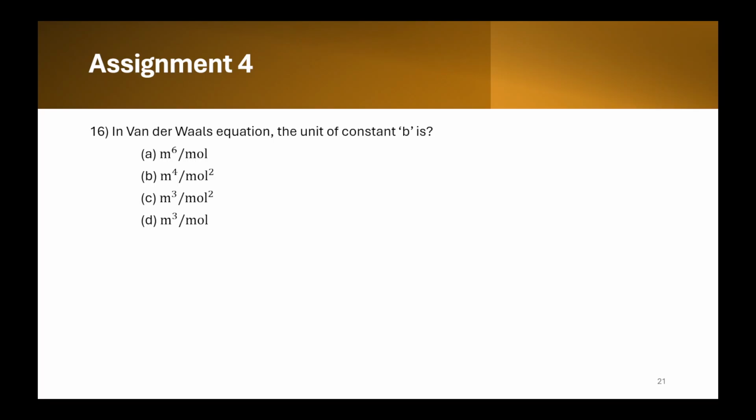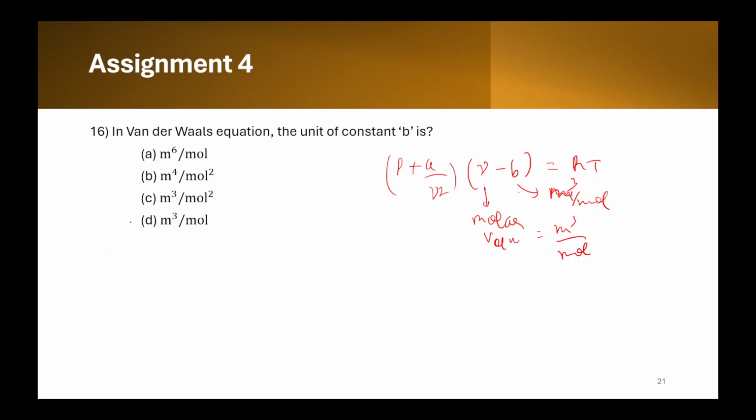Next question. In van der Waals equation, the unit of constant B is, so again we can do that. Again, the quantities of the same unit can be added. So this is molar volume, so equal to meter cube per mole. So this will also have the unit as meter cube per mole. So the correct option is B part, meter cube per mole.